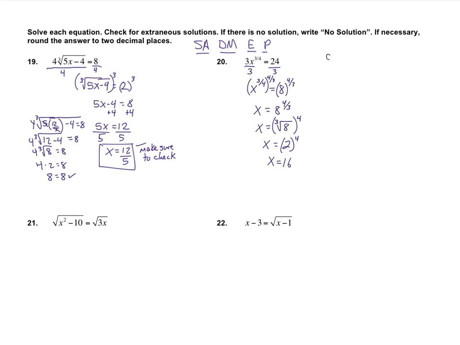We're going to check our answer again. So 3 times 16 to the 3/4 power. We're looking for the 4th root of 16. 4th root of 16 is 2. 2 to the 3rd power is 8.